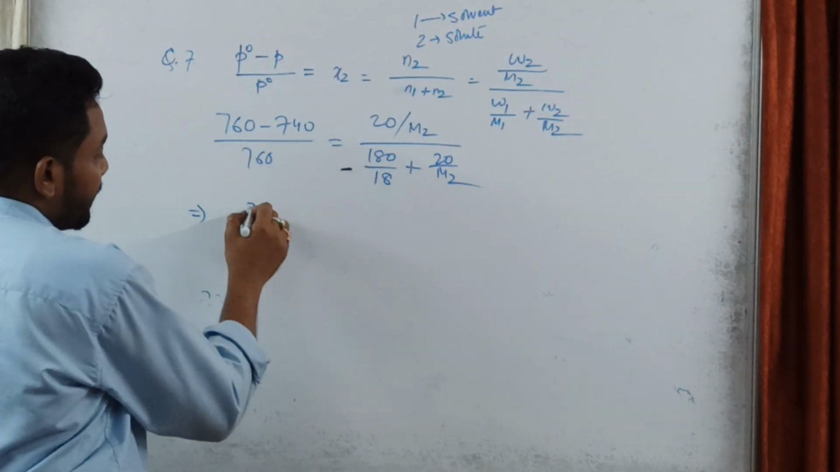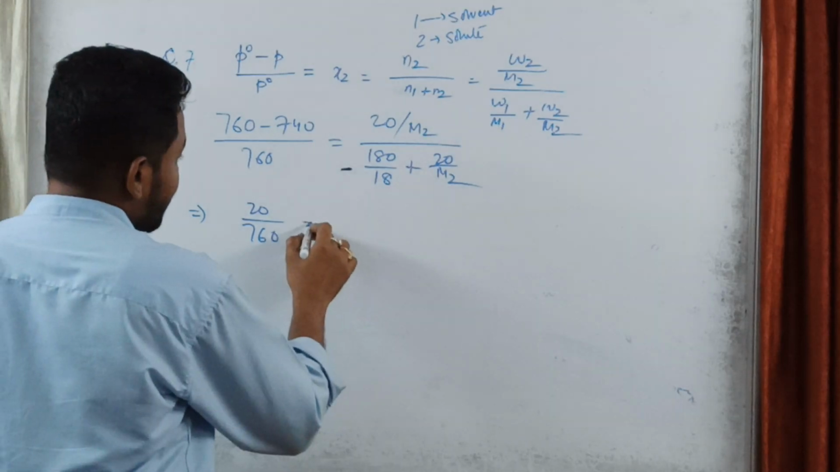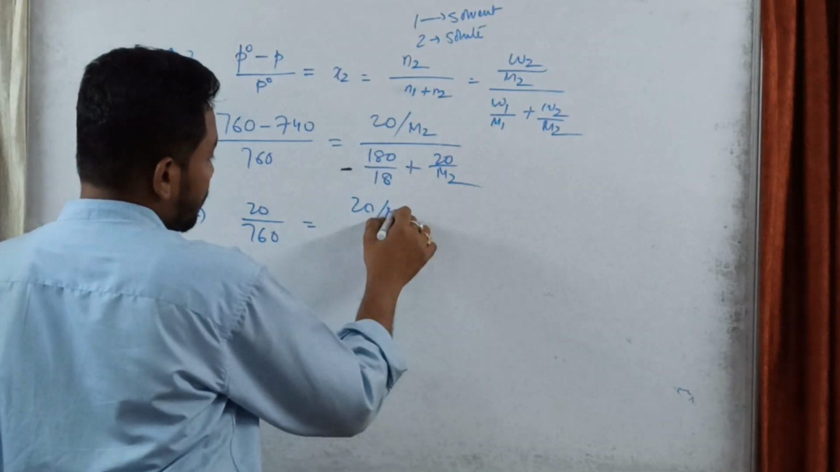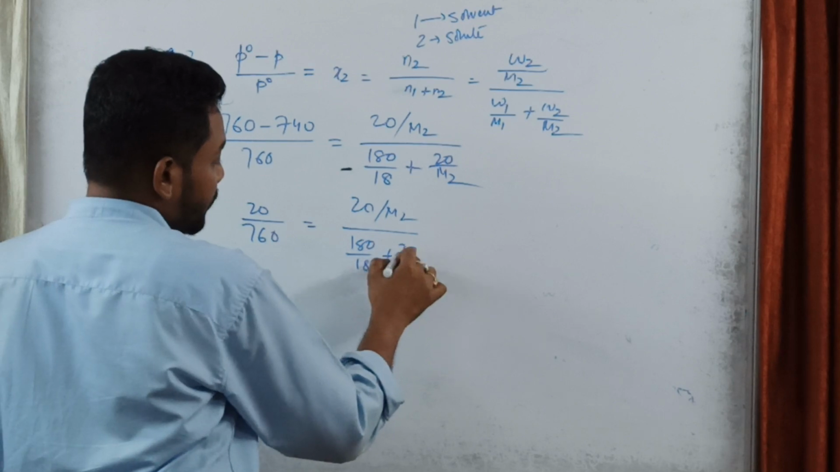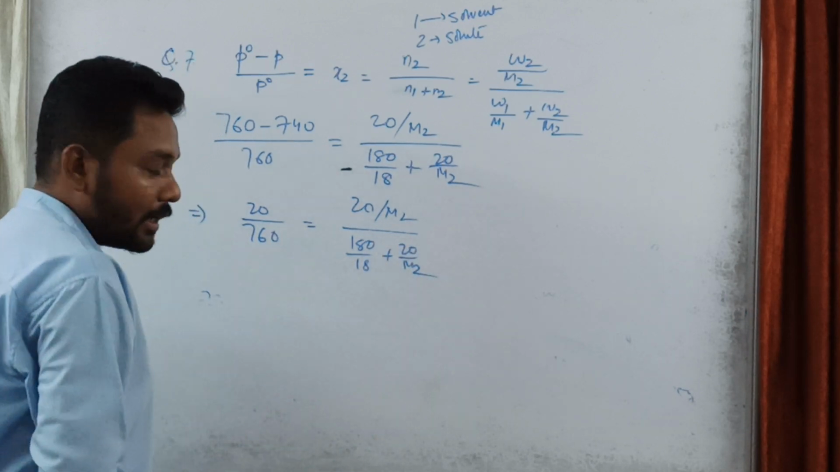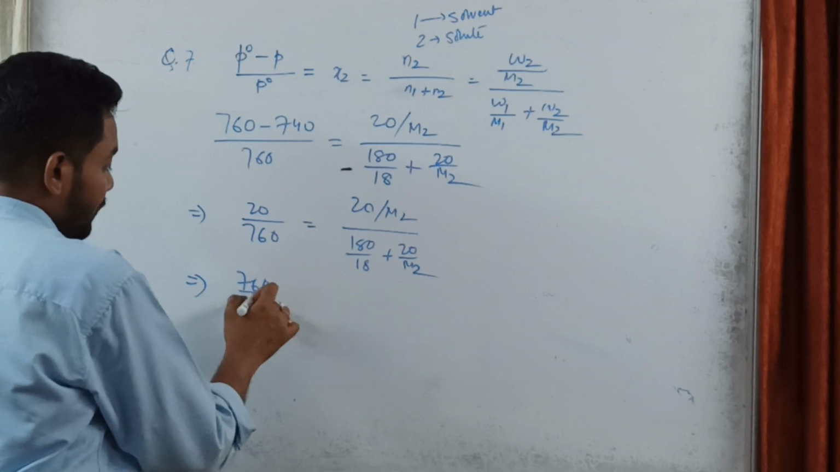So that should be 20 by 760. Yes or no? Please tell me. Now this is 20 by M2 by 180 by 18 plus 20 by M2. Yes or no? Please tell me. Now I will inverse it so that it will become 760 by 20.